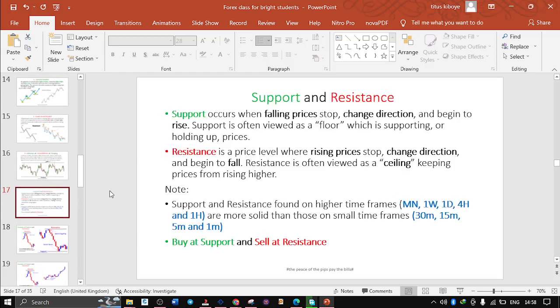But it's good to switch to another currency or another asset if the other one is consolidating.